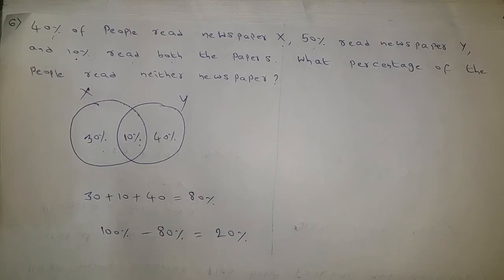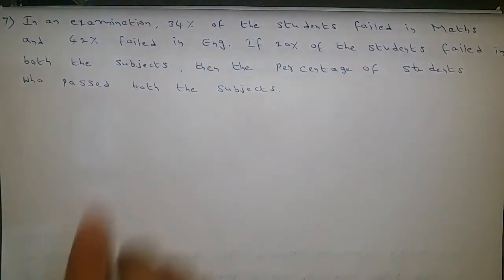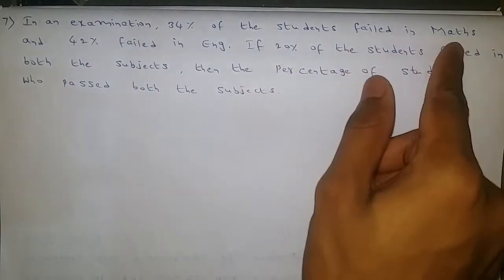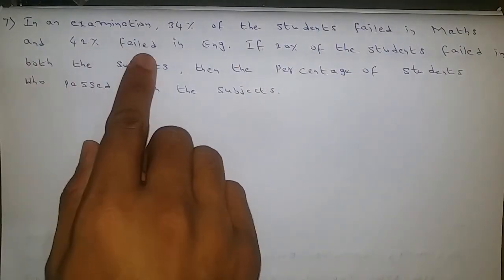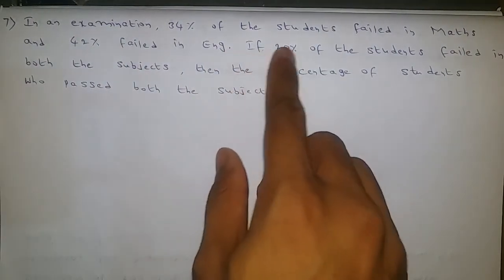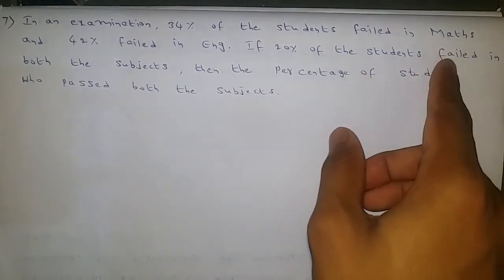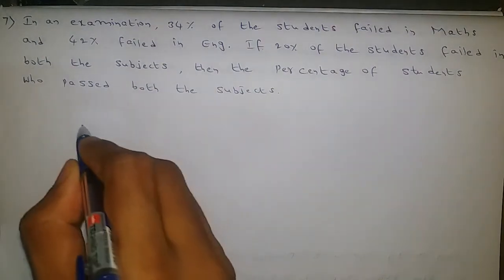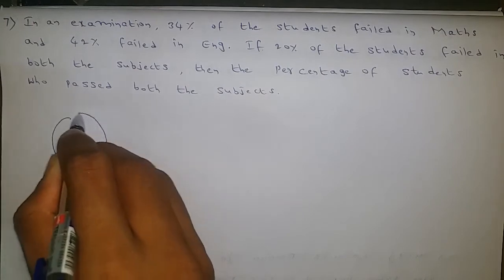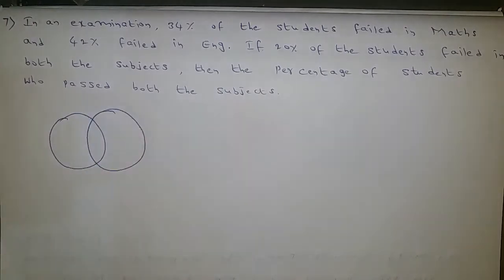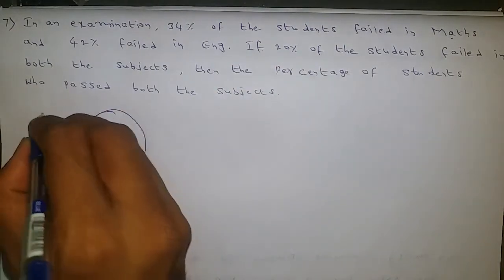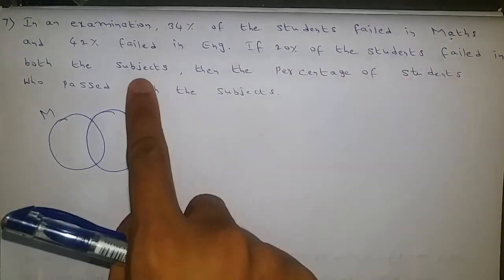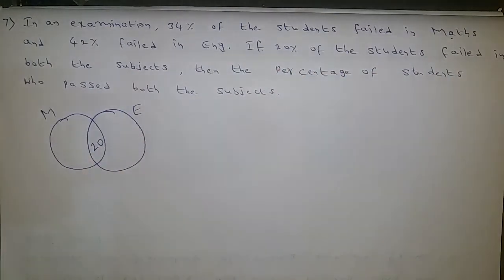Okay, let's move to the next question. The next question is, in an examination, 34% of the students failed in maths and 42% failed in English. If 20% of the students failed in both the subjects. So here we will be having two subjects. One circle is for one subject and the second circle is for the second subject. One is maths and one is English. So the first circle is for maths and the second circle for English. Next, 20% of the students failed in both the subjects, so this will become 20%.